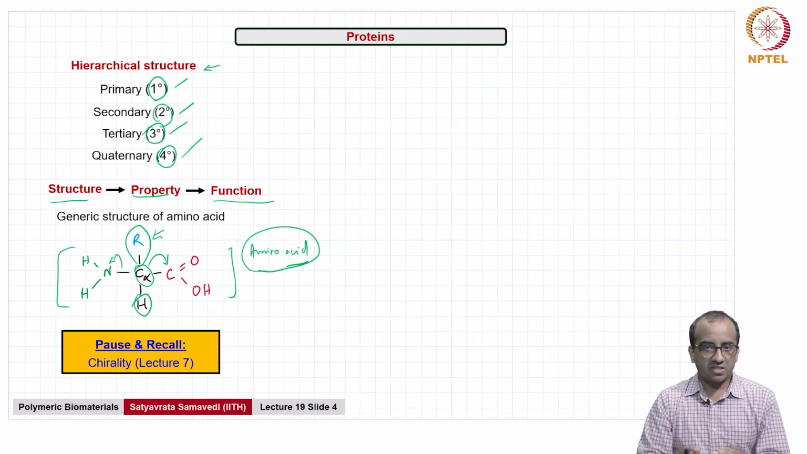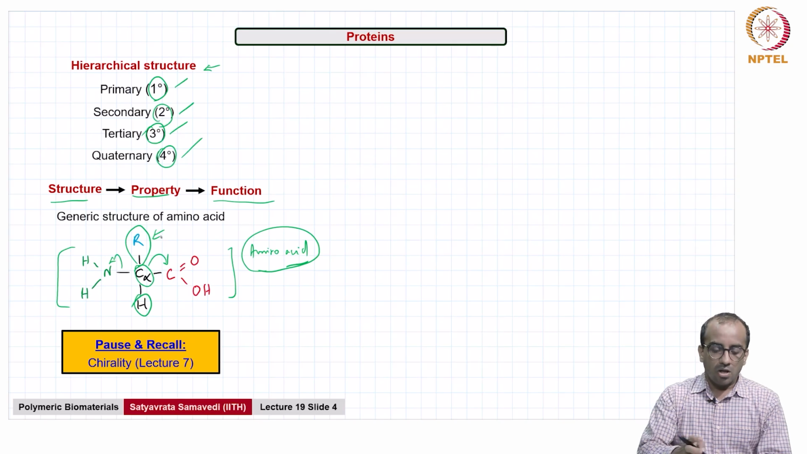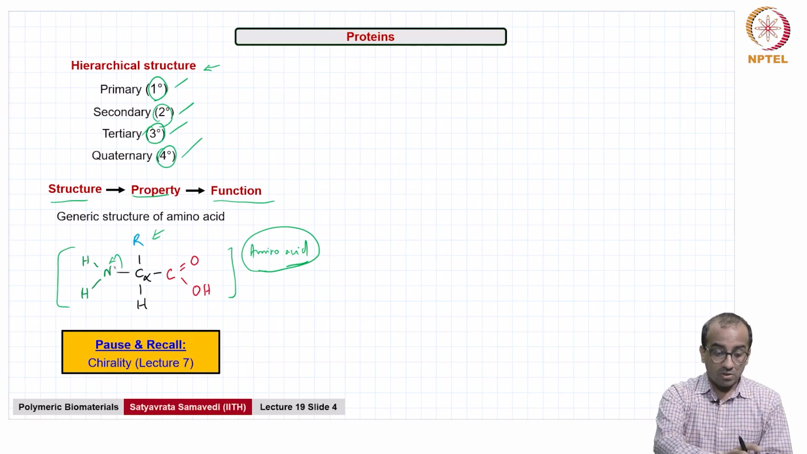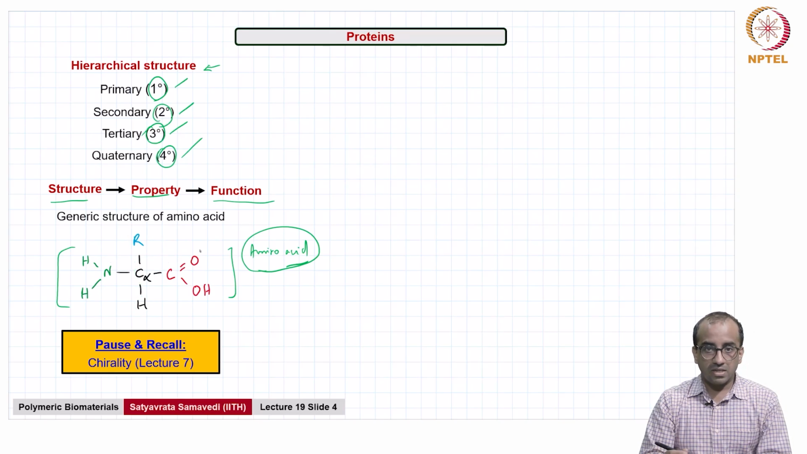In one it could be just hydrogen. For example, in glycine the R group is just a hydrogen. In alanine it's something else, in lysine it's something else, and we will have a chance to look at some examples of these R groups and how they directly contribute to the properties of the amino acid. But just to keep in mind that this is the starting point of the monomer of the protein. Also, one thing you will immediately notice is that the alpha carbon is a chiral center.